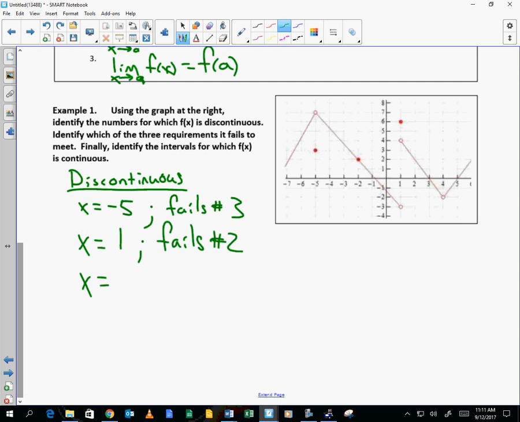What's another spot where it's discontinuous? 4. Does f of 4 exist? No. So it fails number 1.